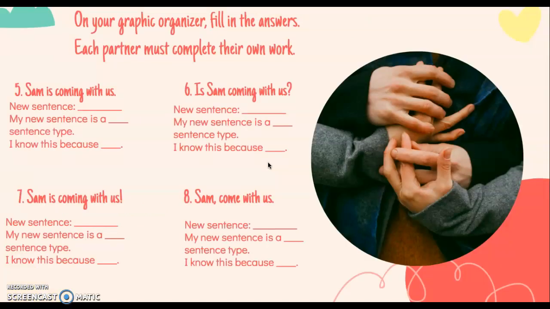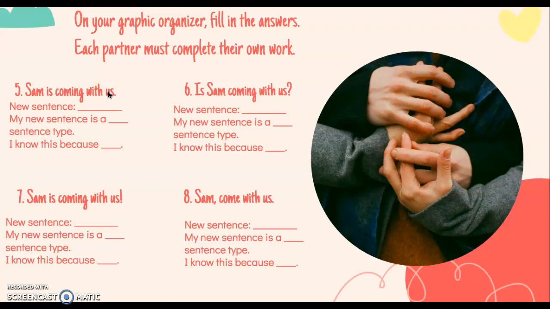I know I missed one. Now with your partner or by yourself again, you are going to do this example. So for number 5, 6, and 7, you're going to look at each sentence and then you are going to change it to the opposite.